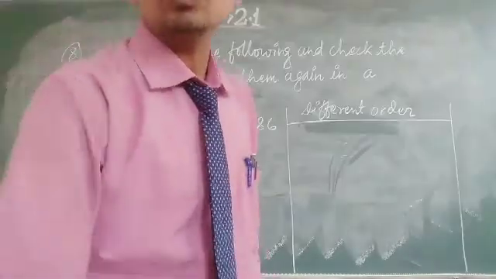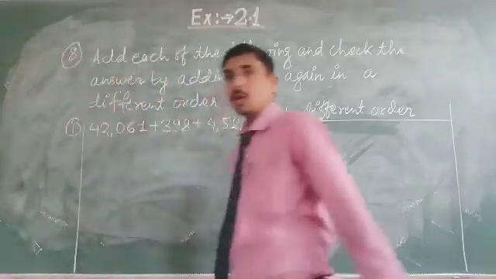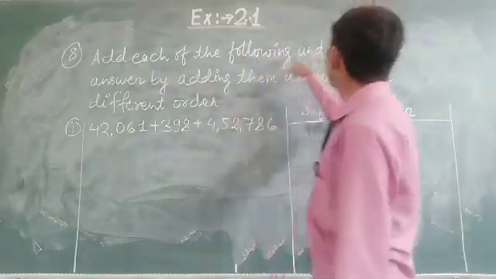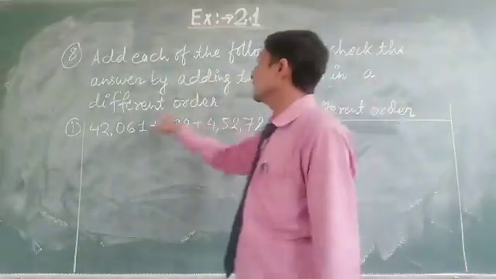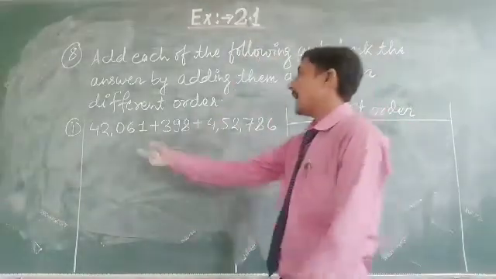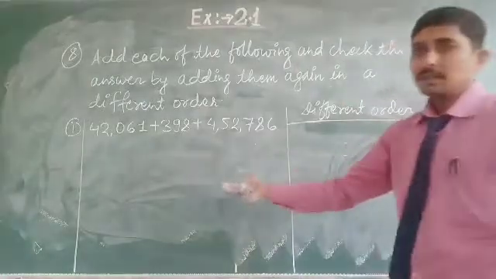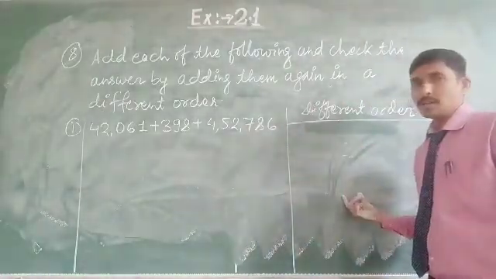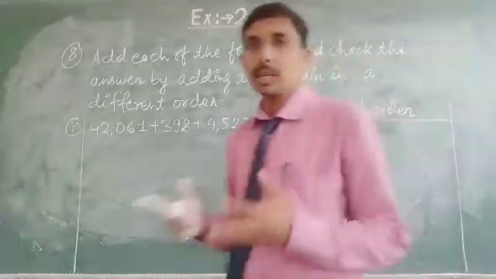Okay, now we come to question number 8. In question number 8, the question is already mentioned on the blackboard. Add each of the following and check the answer by adding them again in a different order. First we have to add these three numbers in one order, then add the numbers again using a different order, and check if the answer is same or different.